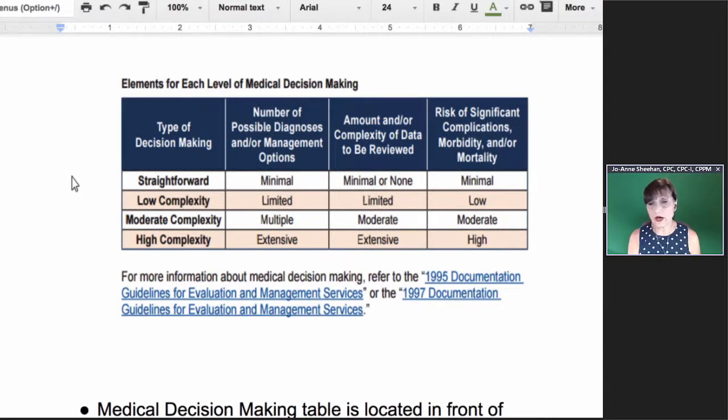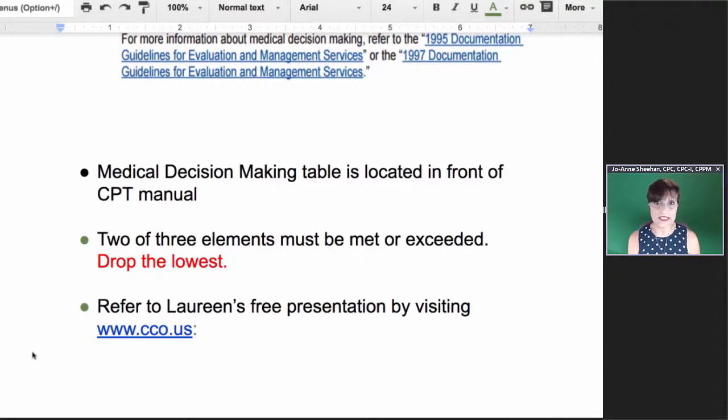But you will be focusing on the last 2: the moderate complexity with multiple diagnosis and management options, moderate amount and or complexity of data to be reviewed, and also moderate risk of significant complications, morbidity, and or mortality. And the high complexity, which is the other option, everything is extensive and high risk. So those are the bottom 2 that you would focus on if you were going to code for TCM upon a discharge. And I will have a link where you could click on to the 95 and 97 documentation guidelines.